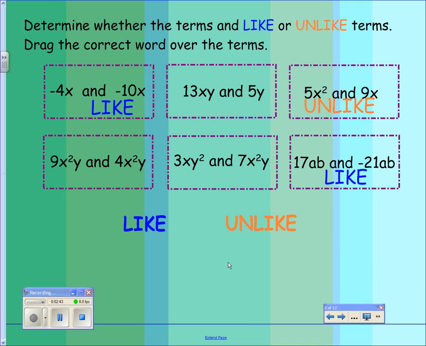We'll go ahead and do just one more. Let's say I look at this one. These look very, very similar. They both have numbers and x's and y's. However, the first one has x to the first power, the second one has an x squared. That in itself is enough to say that they are unlike.